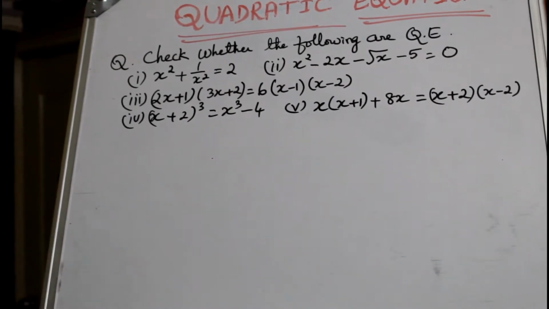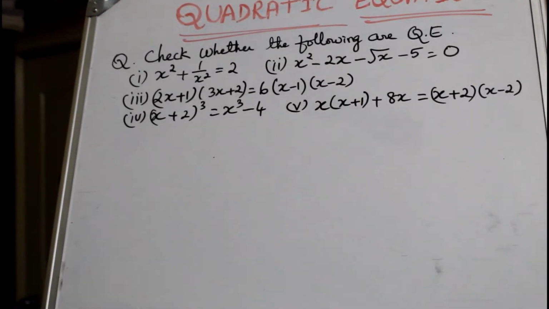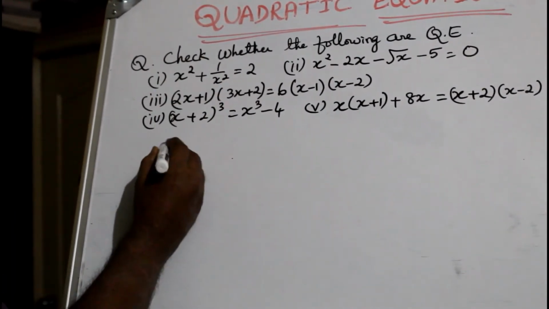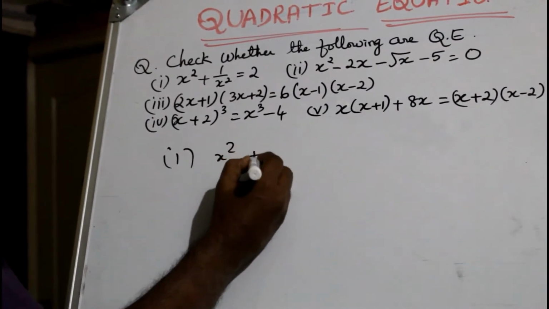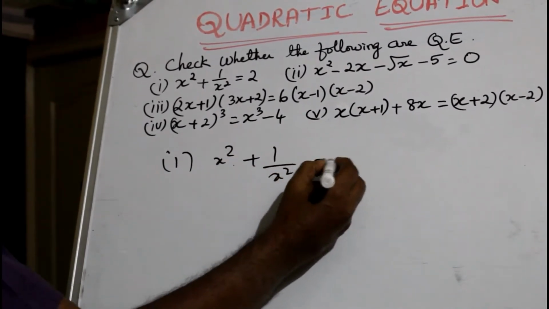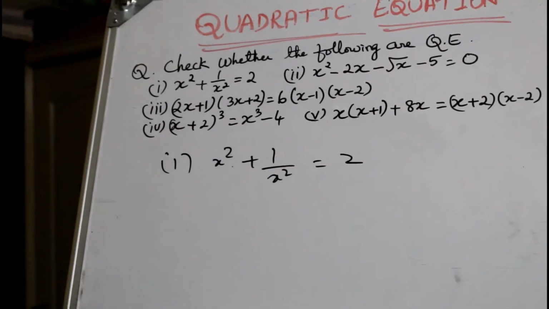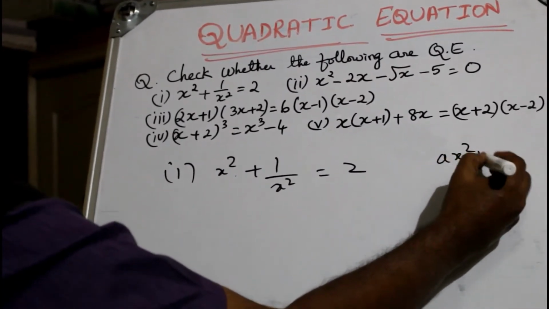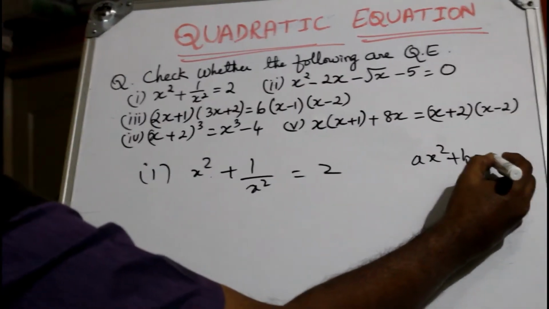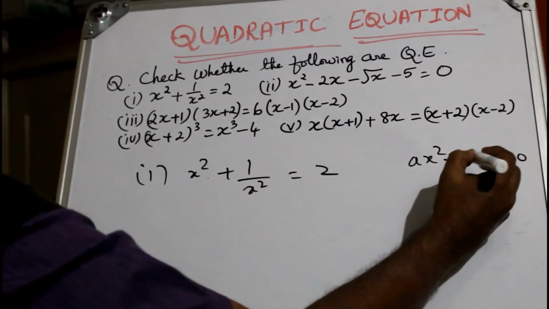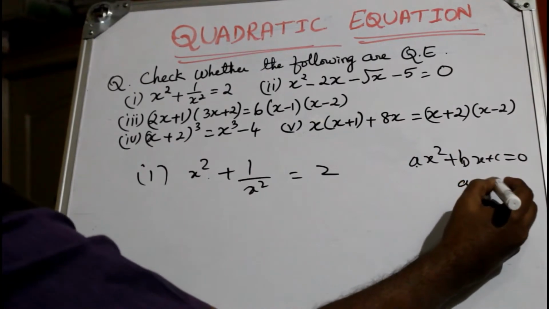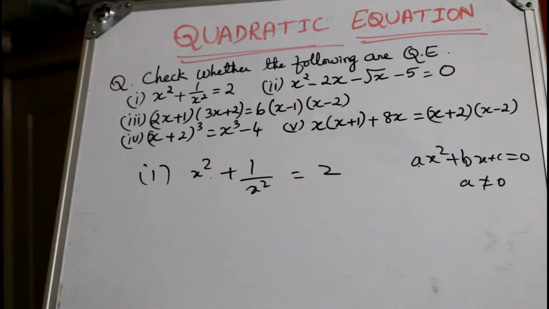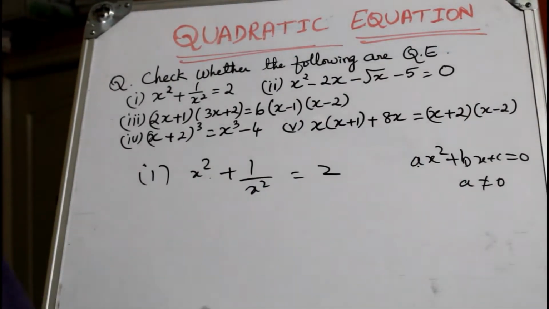So we'll continue with the second set of sums to check whether the following are a quadratic equation. I'll take this sum. Sum number 1 is x square plus 1 by x square equal to 2. So you must try to bring it in the standard form, ax square plus bx plus c equal to 0. Remember, a should not be equal to 0. If a is 0, you won't get a quadratic.